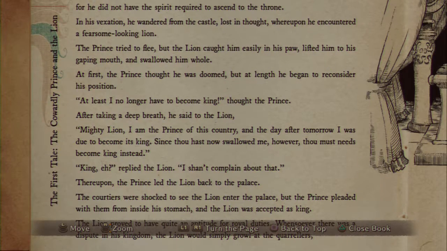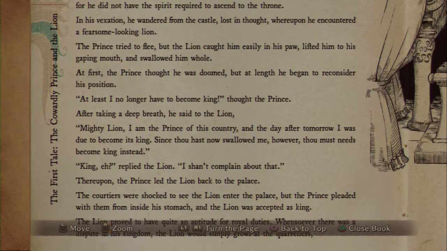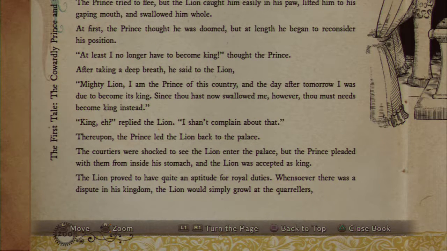At first, the prince thought he was doomed, but at length he began to reconsider his position. "At least I no longer have to become king," thought the prince. After taking a deep breath, he said to the lion, "Mighty lion, I am the prince of this country, and the day after tomorrow I was due to become its king. Since thou hast now swallowed me, however, thou must needs become king instead." "King, eh?" replied the lion. "I shan't complain about that."